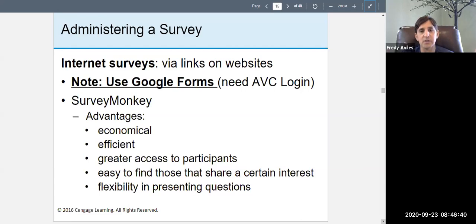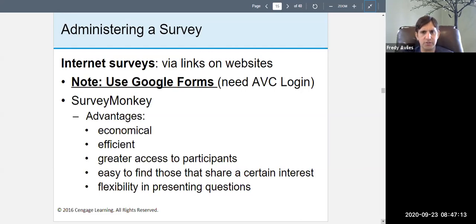But if you use SurveyMonkey or other ways of doing it on the internet, the advantage is it's economical. It's very easy, very efficient, often free or cheap to do. You have a lot of access to participants. You can mail it out to hundreds or thousands of participants. It's easy to find those that share a common interest. If you have access to lists of people who all registered for a certain site or subscribe to a certain site, then that means they have an interest in that topic. You can find people who share a common interest.